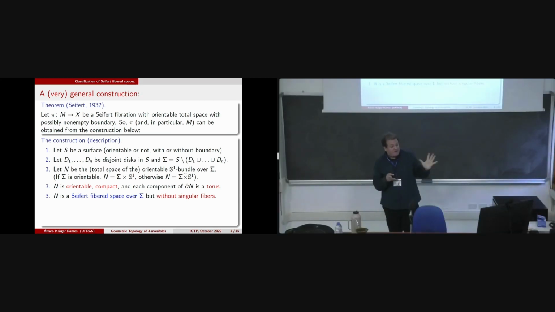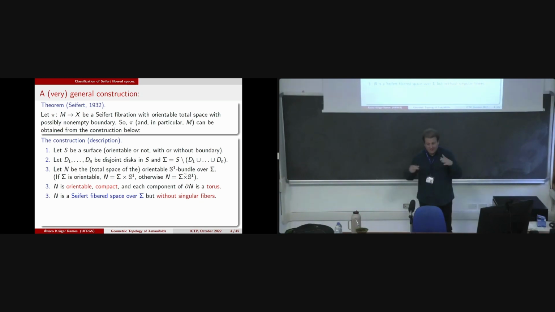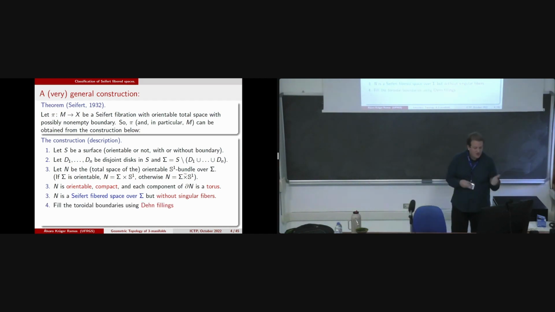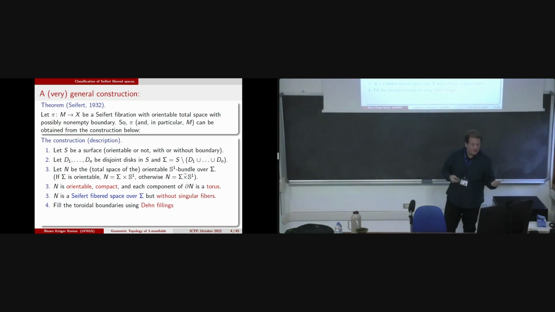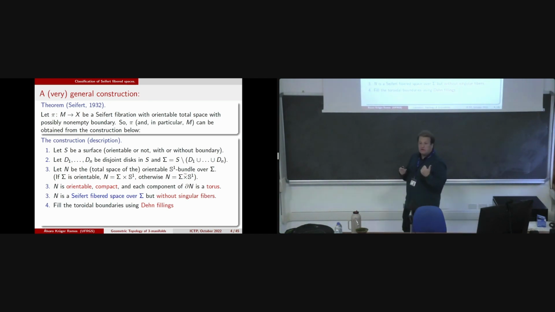And then you have this total bundle, and this N is going to be a Seifert fiber space. It's going to have this S1 decomposition, and the base space is going to be exactly sigma, but you don't have any singular fibers. So if you want to construct any Seifert fiber spaces, you need singular fibers. You need to allow them. So the point here would be to fill these components. You have tori, and you have to fill the inside of the torus components, adding singular fibers. So you fill the boundary tori using something called Dehn filling.